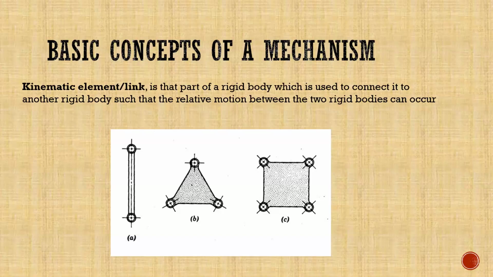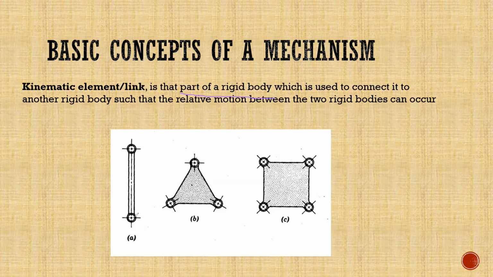To introduce this, we are going to look at what we call a kinematic element or a link. A kinematic element or link is that part of a rigid body which is used to connect it to another rigid body, such that relative motion between the two rigid bodies can occur, right? So now let's take an example.